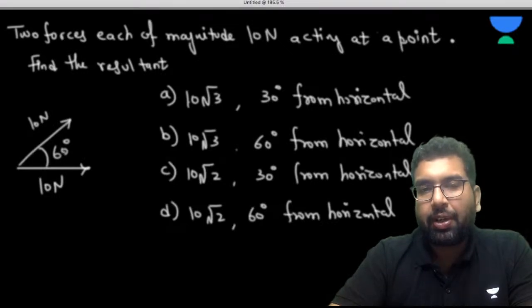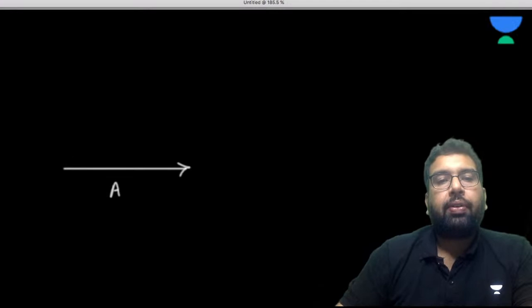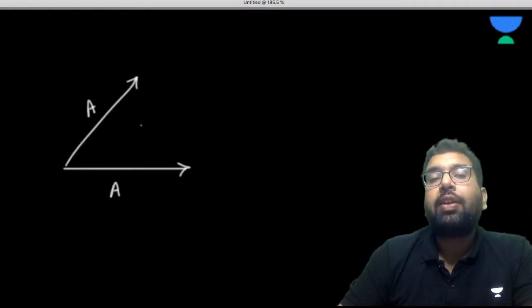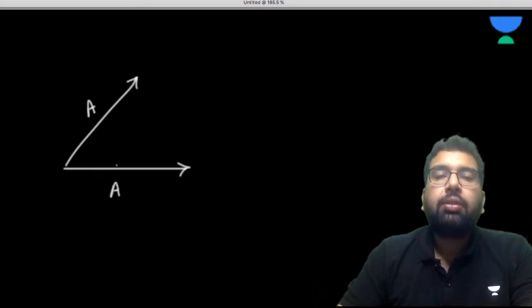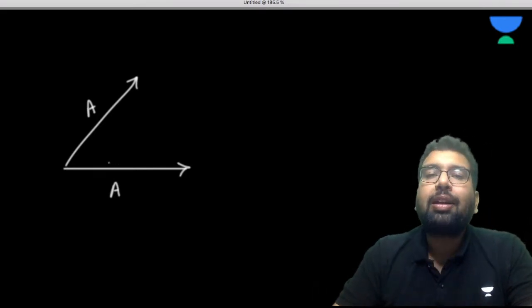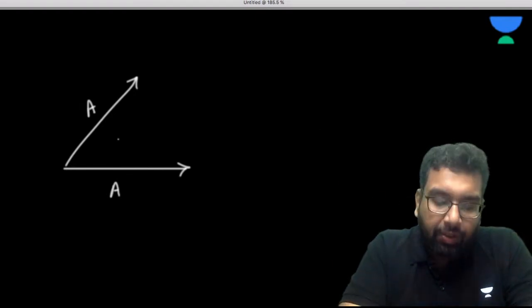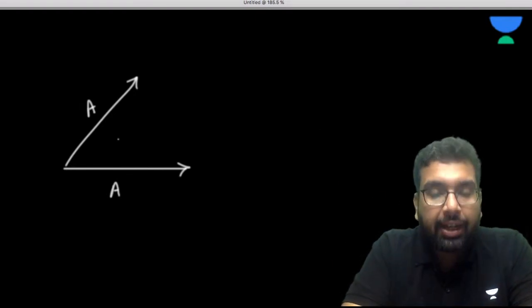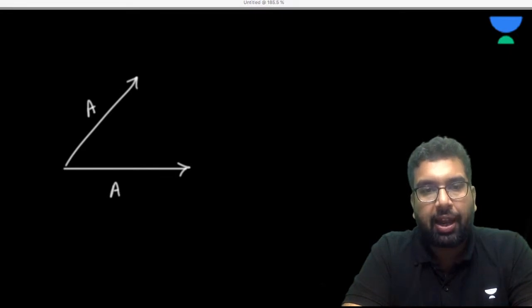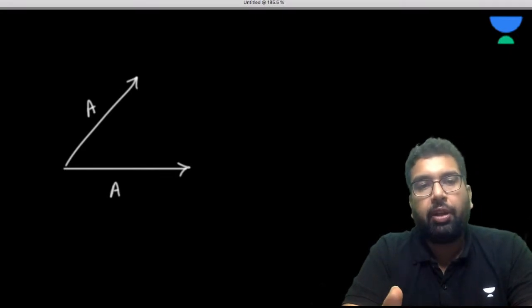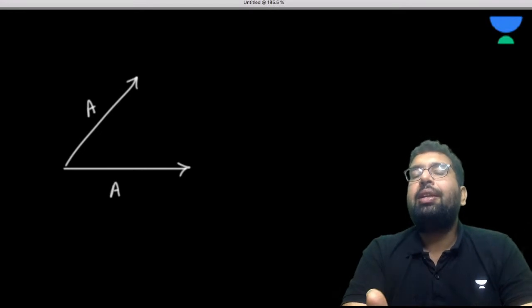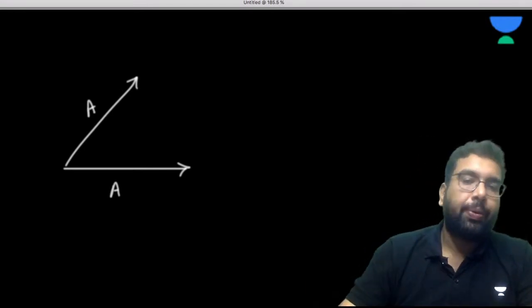Now I'll give you one shortcut again, one piece of information. If there are two vectors, let's suppose this is also a vector, they are not equal vectors, they are equal in magnitude. Two vectors are said to be equal vectors when they have the same magnitude and the same direction. So these are not equal vectors, but these vectors have the same magnitude.